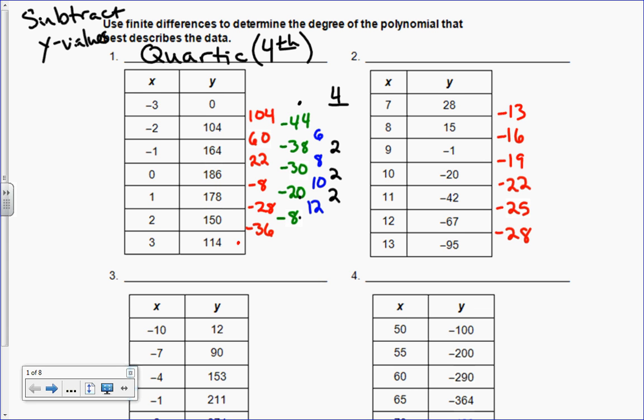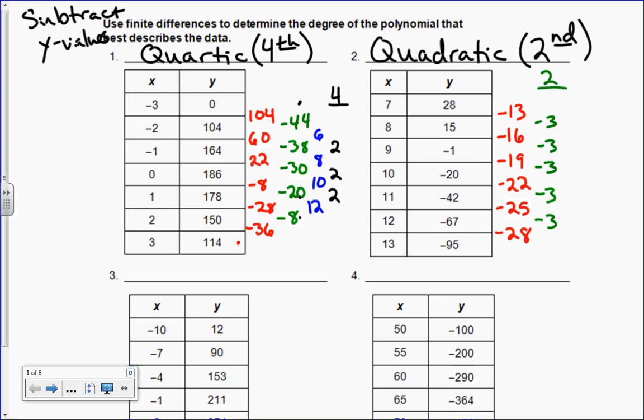Okay. Then we go to the next set. We got negative 28 minus negative 25. That makes negative 3. Negative 25 minus negative 22 makes negative 3. Negative 22 minus negative 19 makes negative 3. Negative 19 minus negative 16 makes negative 3. And negative 16 minus negative 13 makes negative 3. So this time it's at the second differences. So you have a quadratic polynomial because the second differences are the same.